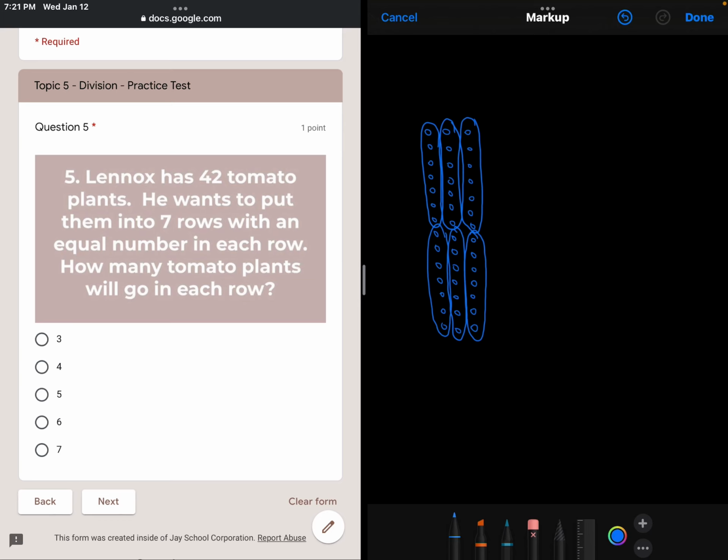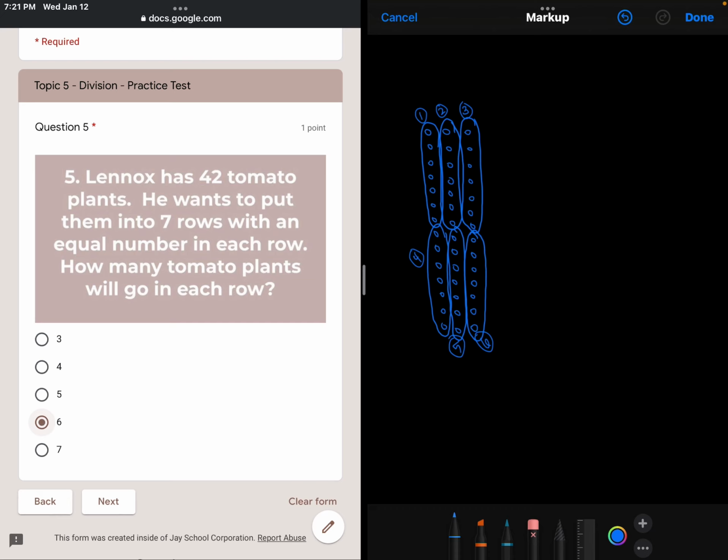So how many rows, or how many do I have in each row? I have 7 rows. So I go through and plant 7 seeds because that's how many rows there are, 1 in each row. And then I go through again and put 2 in each row. So this is my first time of planting the seeds, my second time, my third time, fourth, fifth, and sixth time of going through the rows and planting 1 seed. Okay, so that means that there are 6 tomato plants in each row, because I have 6 groups of 7.